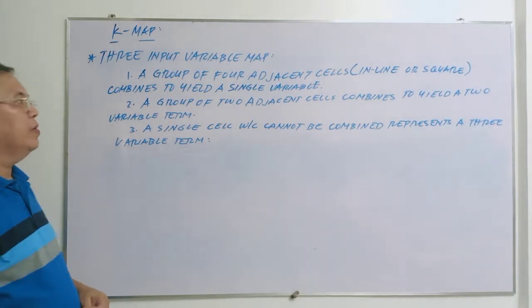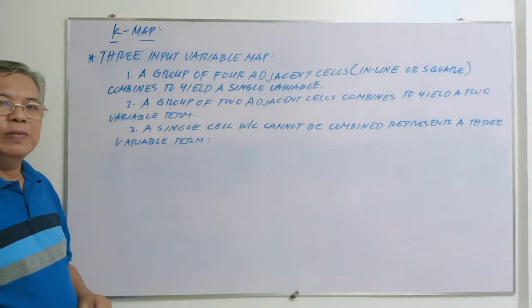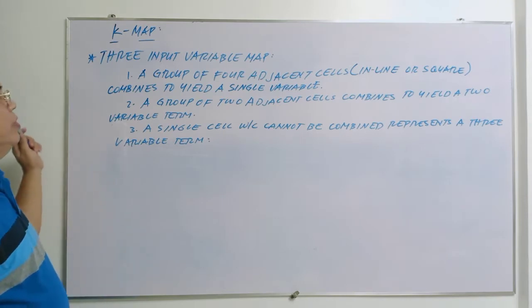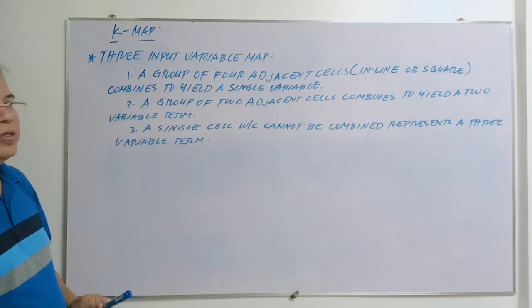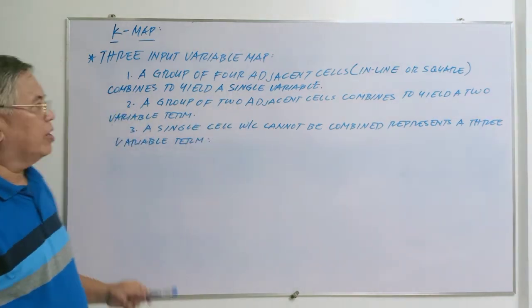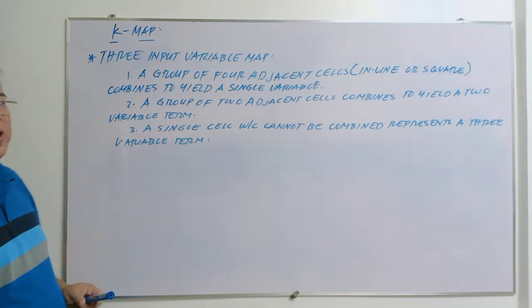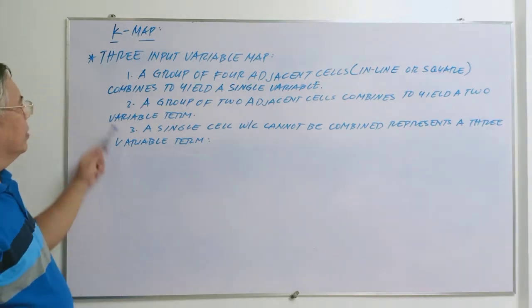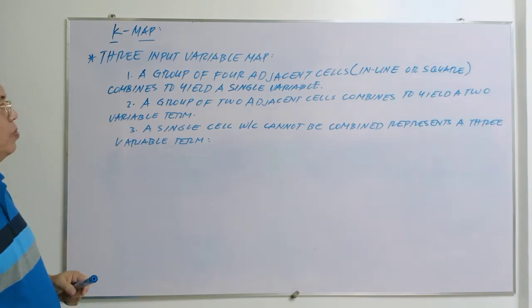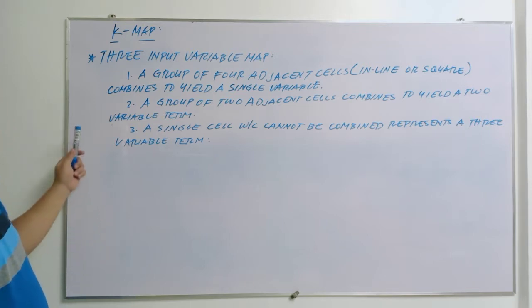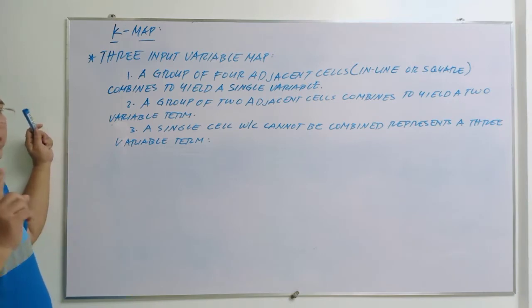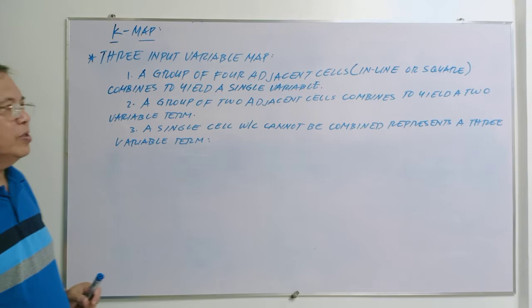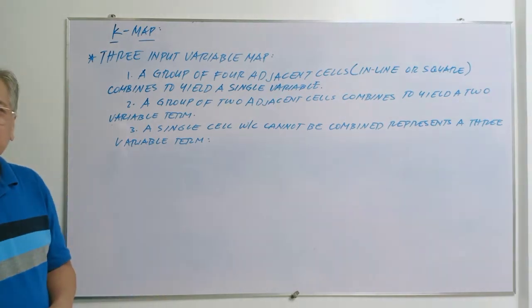Okay, so we now have a 3-input variable map. The first rule in a 3-input variable map is that a group of 4 adjacent cells in line or square combines to yield a single variable. Rule number 2, a group of 2 adjacent cells combines to yield a 2-variable term. Then the last one, a single cell which cannot be combined represents a 3-variable term.